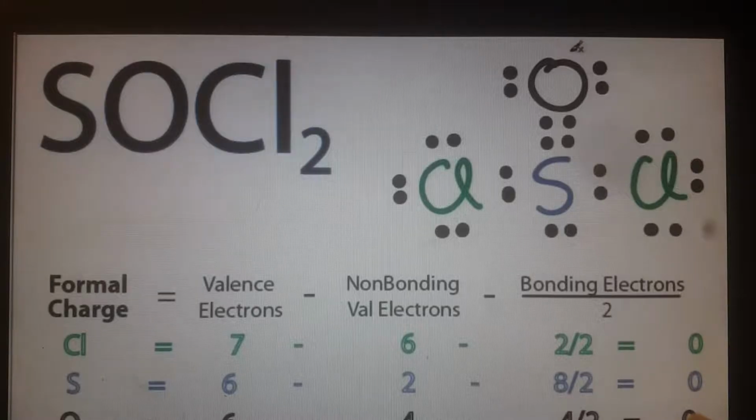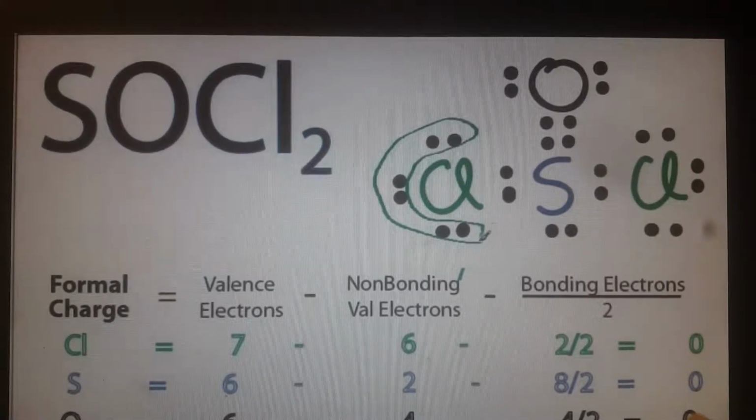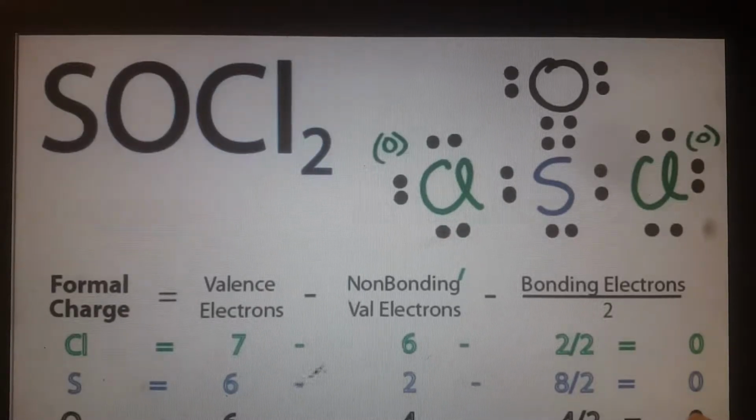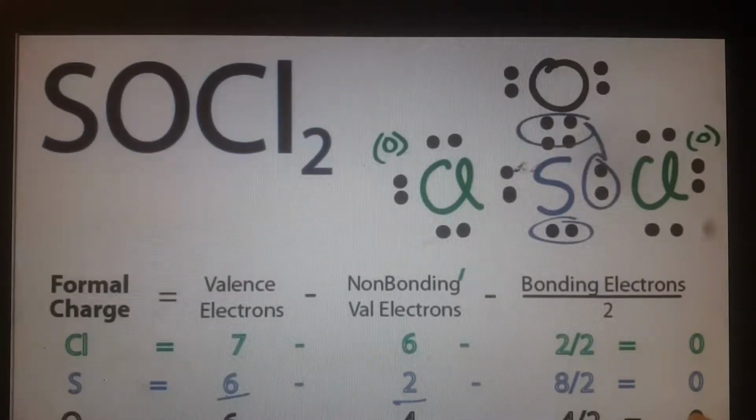So I've moved the 2 electrons that were up here to right here to form a double bond. Still have the same number of valence electrons in the entire molecule. Let's check our formal charges for chlorine. Really nothing's changed with chlorine. We have 7 valence electrons minus the 6 here that are non-bonding and the 2 that are bonding. So it's still 0.